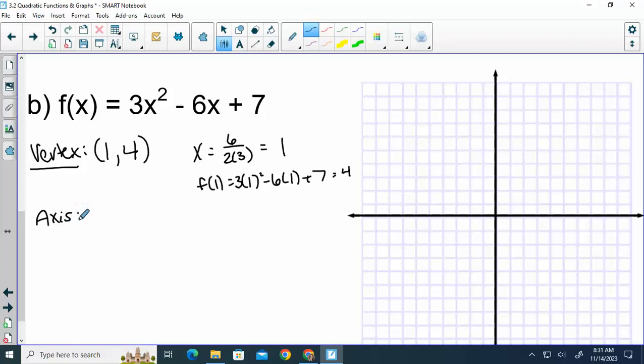What's the axis of symmetry? How do I write that? x equals 1. Okay. Vertex 1, 4. Vertex is the point. Axis is the dashed line going through that. And we need the y-intercept. How do we find that? We plug in 0 for all of our x's, and we get 7. And then we can reflect that across the axis to get our final point.